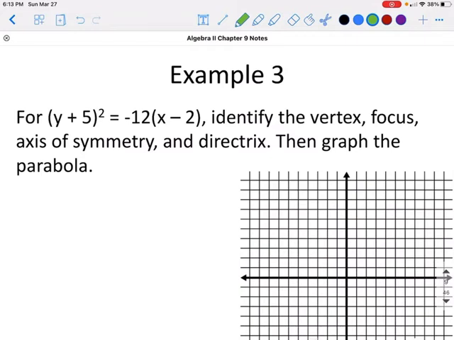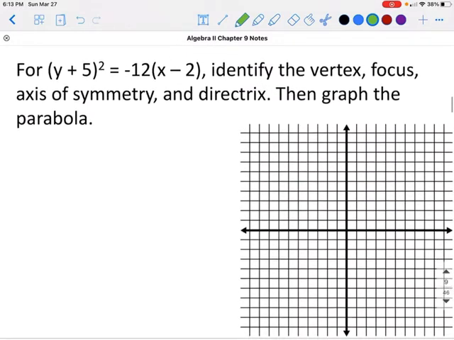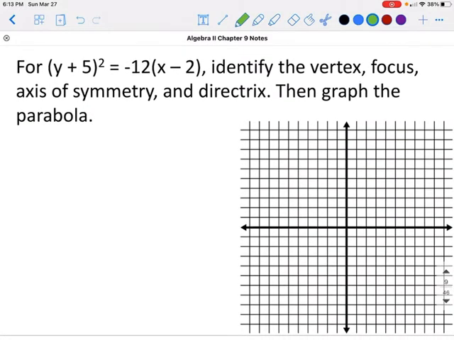For this given equation, we're going to again identify the vertex, focus, axis of symmetry, and directrix, and then once again graph that parabola. Now, because it is y plus 5 squared, the y is squared, we do know that it is going to open horizontally.